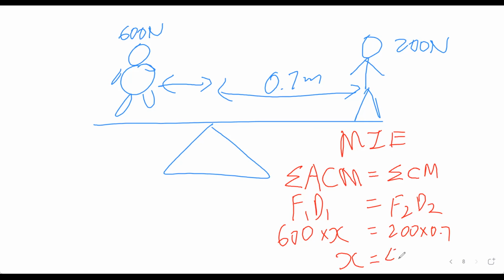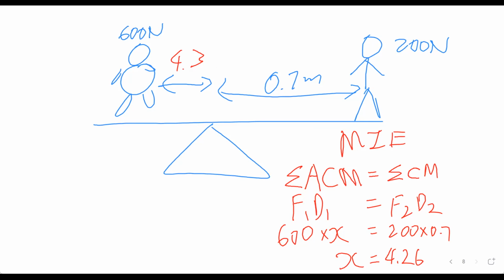4.2, 6 some more. This guy must stand 4.3 meters away. You look at this diagram and you tell me, is it possible or not? This guy stands 4.3 meters away. 0.7 or 200 times 0.7. That okay, and then 600.